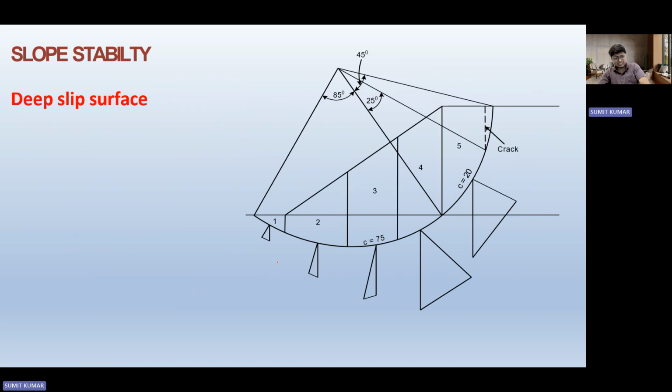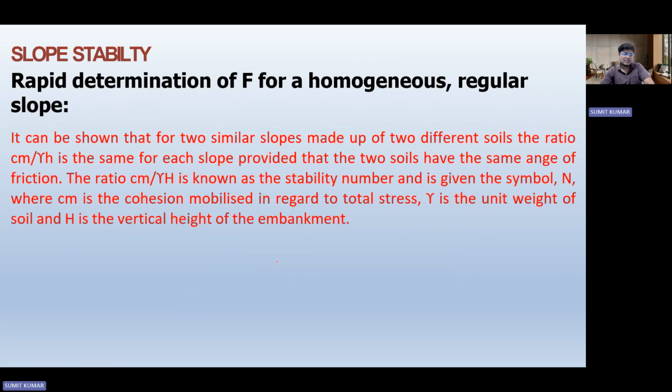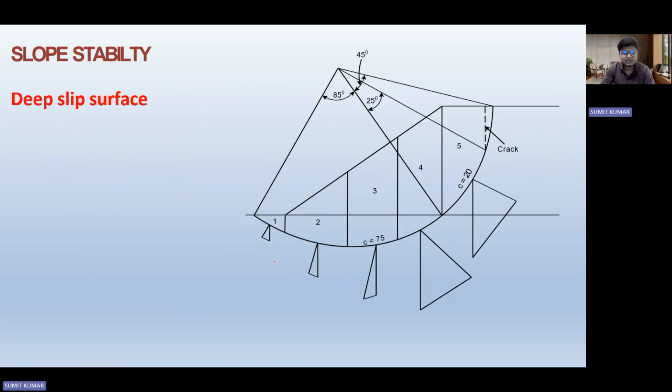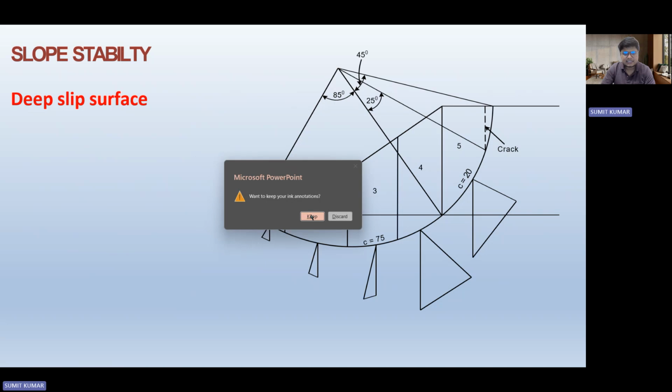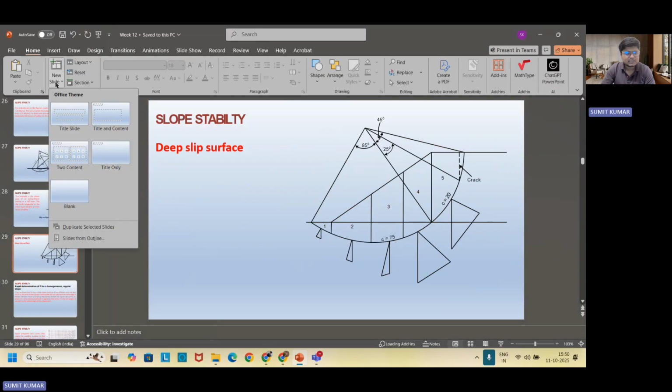Okay, so this is the deep sleep surface, and this is the second case. What I have shown just now. Now, let me explain some other points, that is, how we calculate the factor of safety in general for the infinite slope separately before moving ahead. So let me take a blank slide and explain the things to you before moving to the new things.